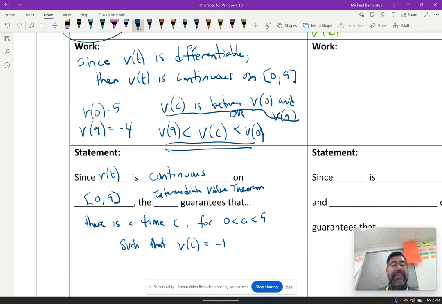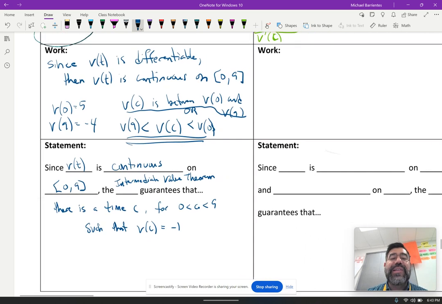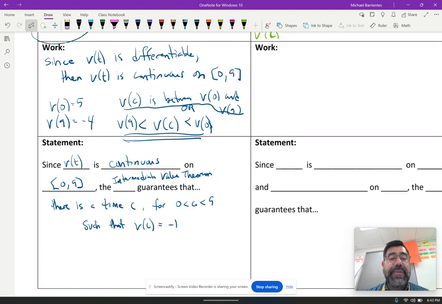Right? I have to say the statement that the function is continuous. I already showed that it's continuous. I already showed that v of c is between the endpoints. So then the intermediate value theorem guarantees that there's a time in that window such that v of c is equal to negative 1. And that's it. But you have to be explicit with your thinking, with the conditions that you find, because you can't assume that, oh yeah, they know it. Well, yeah, they know how to do the problem.